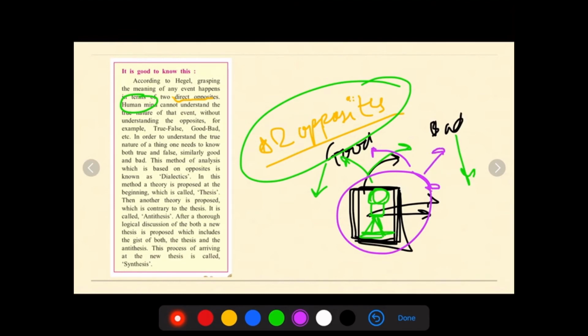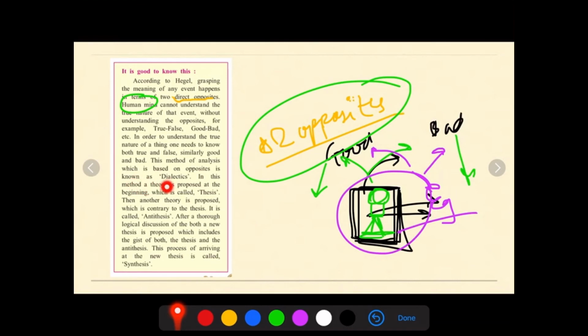So this is just an example. You should know all the opposite things, the good things as well as the bad things, the true as well as the false things of one. To understand the true nature of a thing, one needs to know both true and false, which I told you just now. Similarly, good and bad. This method of analysis which is based on opposites is known as dialectics.